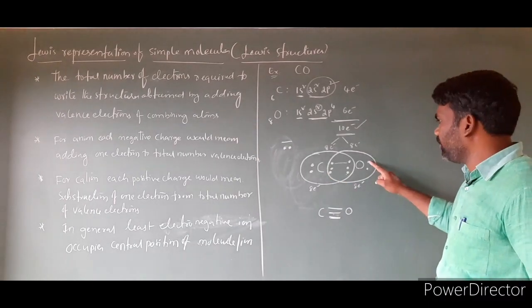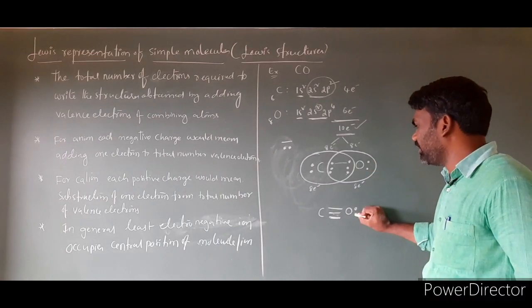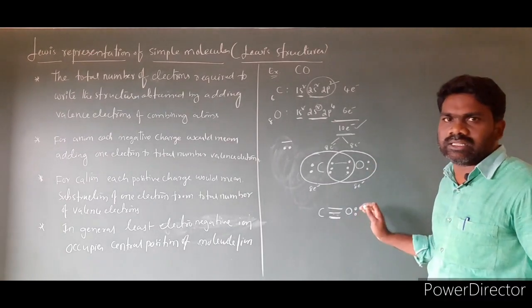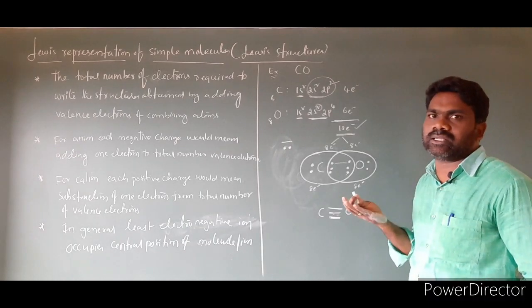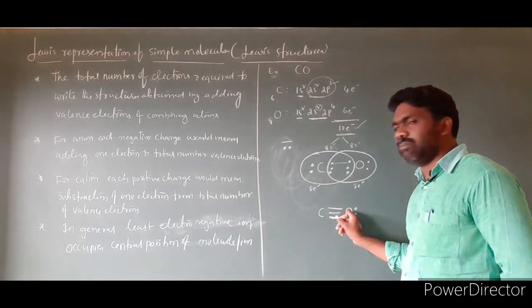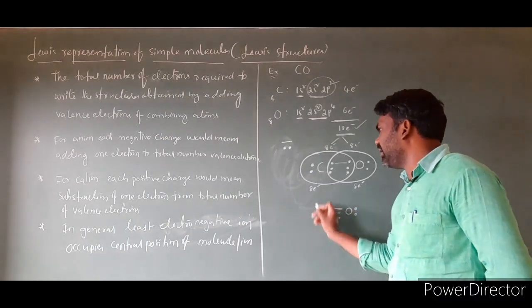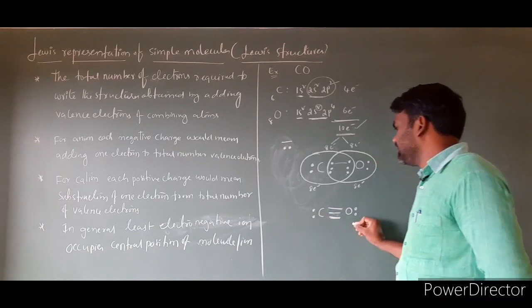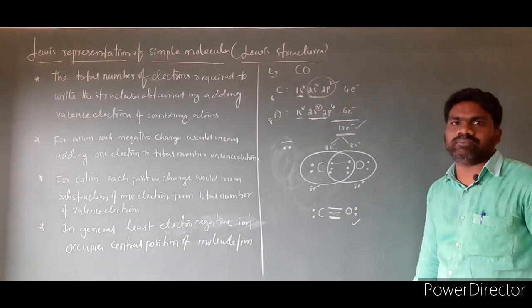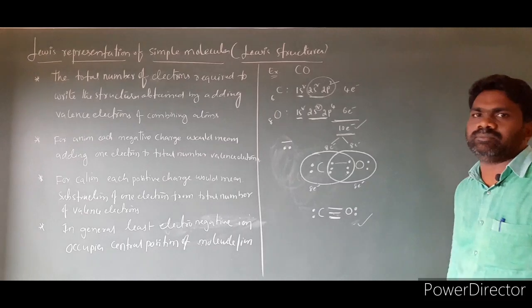The remaining electrons, 1, 2, are not involved in the bonding. The electrons which are not involved in the bonding we call a lone pair of electrons. The electrons which are involved in the bonding are called a bond pair. So these are the bond pair electrons. This is a lone pair, and here one more lone pair is present. So this is the Lewis structure of carbon monoxide.